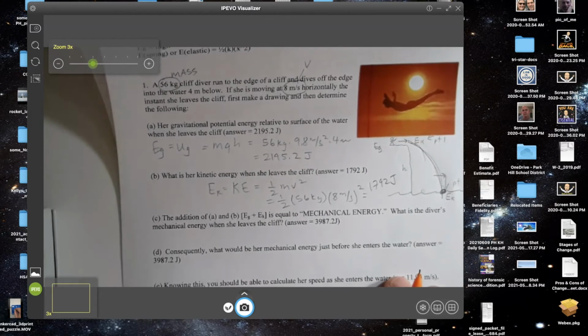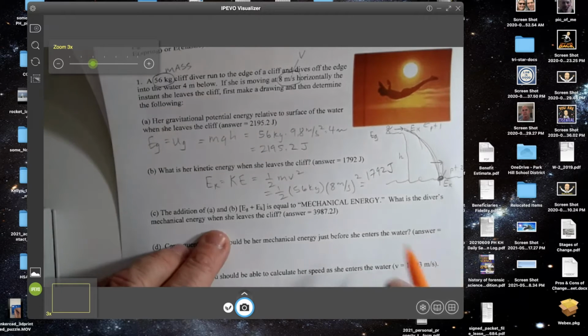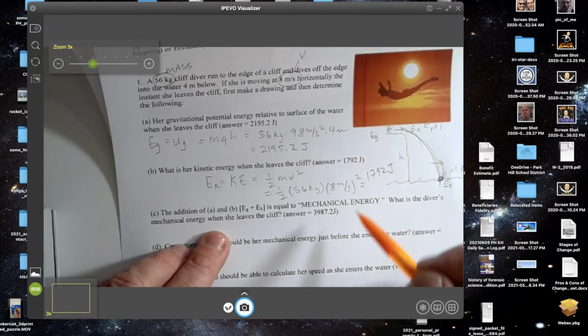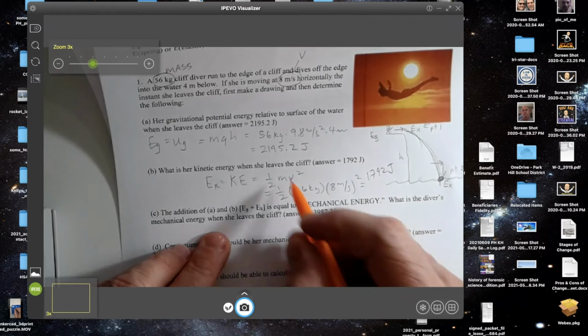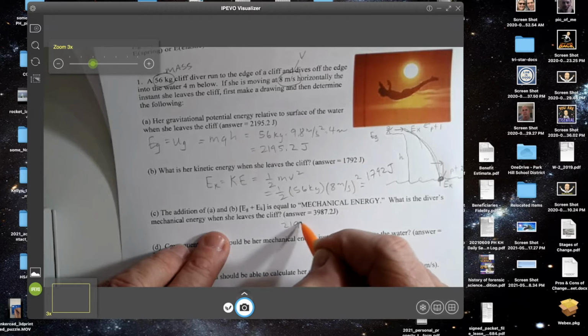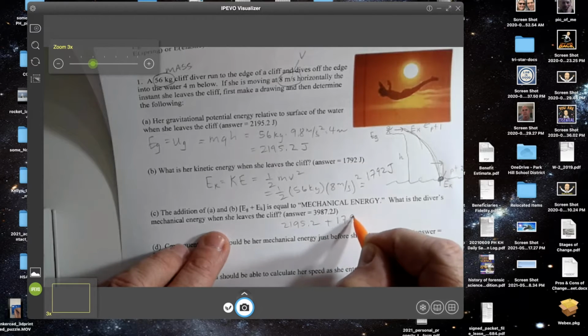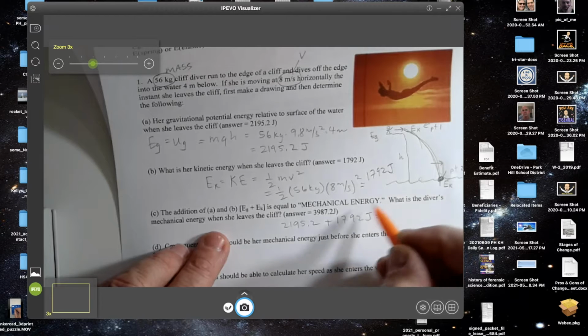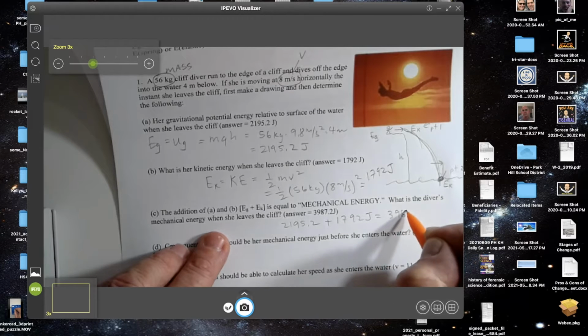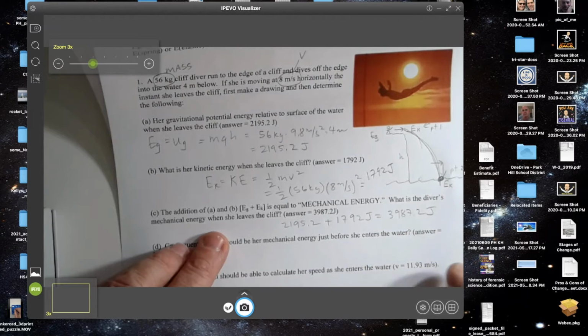Okay, so we're basically saying then that her mechanical energy is a combination of these two. We can sum those up. So 2195.2 plus 1792, and that's going to be 3987.2 joules.